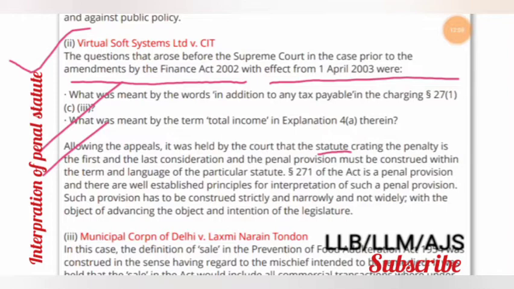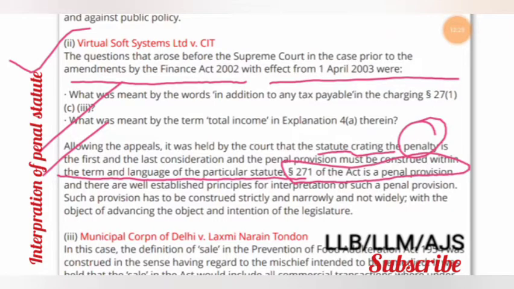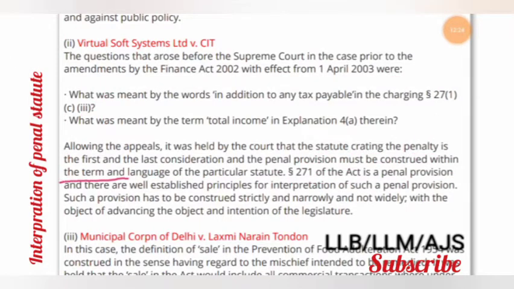is the first and the last consideration, and the penal provisions must be construed within the term and language of the particular statute. Section 271 of the Act is a penal provision. So here we find the words: construed within the term and language of the particular statute.